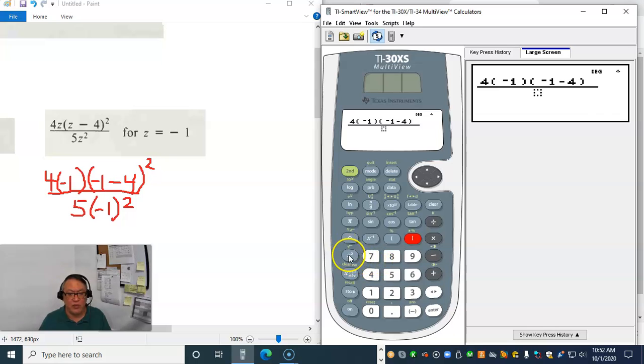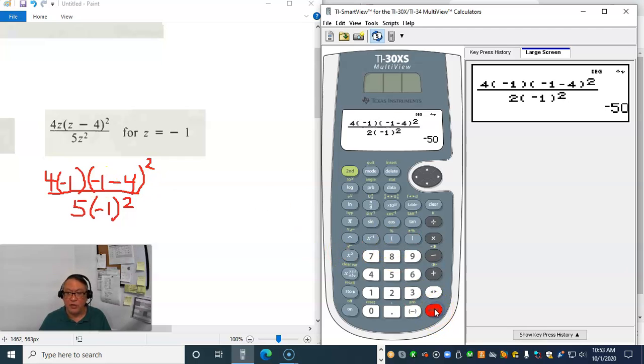Don't forget we have an x squared key over here, x squared, right? It's everything on the top exactly. I double check it against what I wrote here over on the left. And now I want to put in my bottom number, right? So I'm going to hit the down arrow, and I'm going to hit 5, parentheses, negative 1, close parentheses, x squared. Everything is in there. I hit enter. My answer is negative 50. Here endeth the lesson.